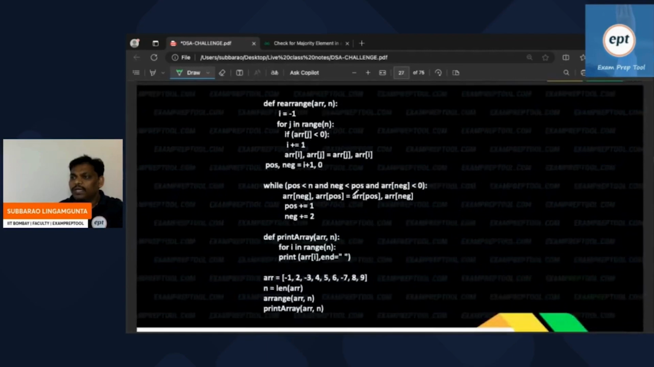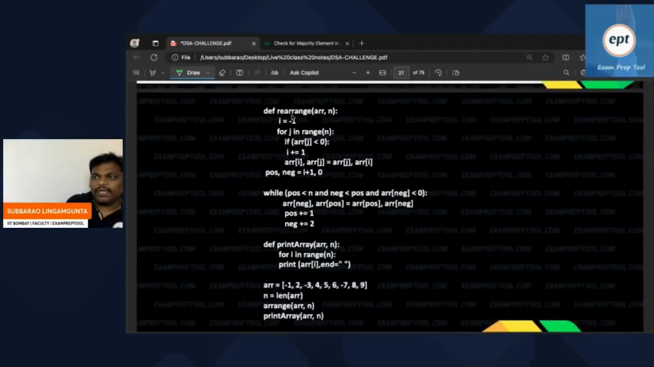Now the same code I have written, see, the same code I have written in the form of a Python program. One for loop is going on: I is equal to minus 1, j in the range of n. Range n means 0 to n minus 1, that is the meaning of range n. J will start from 0 to n minus 1, I is equal to minus 1. Whenever this for loop is going on, this code will execute. If the condition is true, this code will execute.